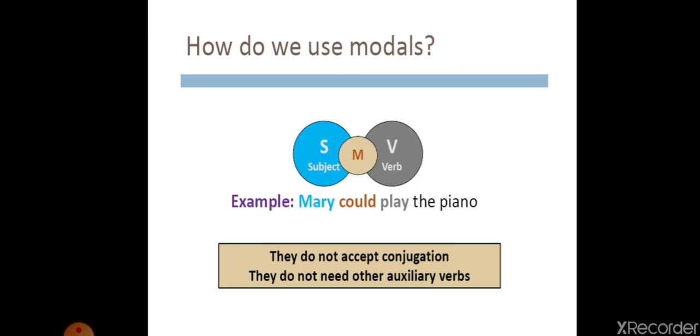Modals are used between the subject and the main verb. For example, Mary could play the piano. So, first subject, then modal, and then verb. Now, modals do not accept conjugation. Conjugation means the different forms of modals. They do not need other auxiliary verbs. They do not need any other helping verb.